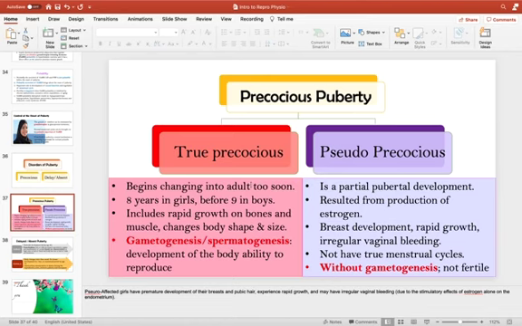And pseudo-precocious is a partial pubertal development resulting from the production of estrogen, with breast development, rapid growth, irregular vaginal bleeding, and no true menstrual cycle, and this happens without gametogenesis.